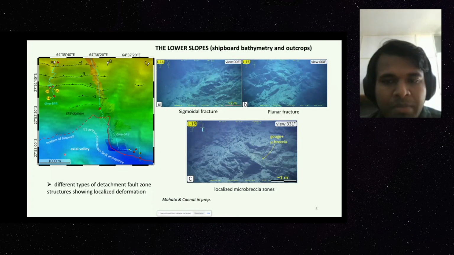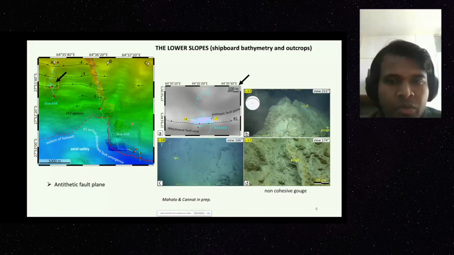As we go up along this dive track, in location 14, you see a sigmoidal scale structure that dips in the south to southwest direction. And in location 15, you see 3 to 5 meter spaced planar fracture structures. And then at location 16, we see localized gouge and microbreccia zones that are surrounded by highly fractured outcrops.